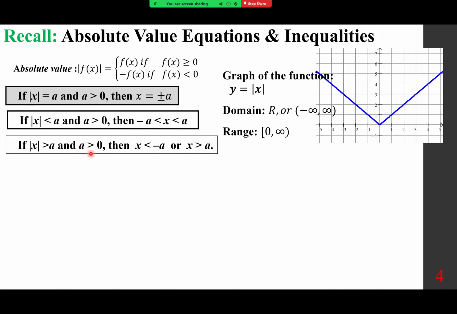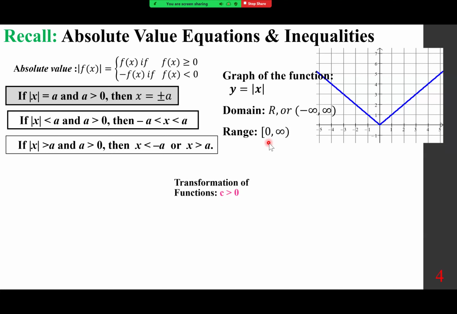The graph looks like a V shape. This is the vertex located at 0, 0. And the domain is all real numbers. It covers the entire x-axis. The range is on the positive side of the y-axis, including 0, so from 0 to infinity.